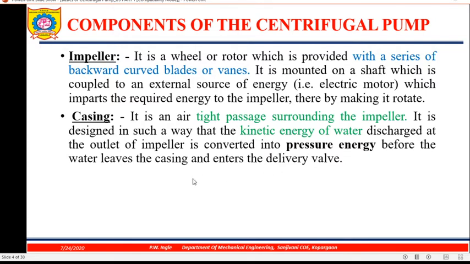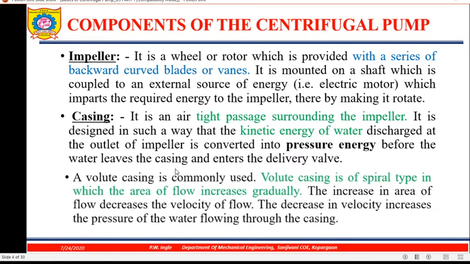So the impeller, what it does, at the eye of impeller, the water will be sucked. Because of rotation of rotor, the suction pressure is created, so it will suck the water at the eye of impeller, and because of the arrangement of blades on the impeller, the water will flow through the space provided by the blades, and water will have kinetic energy at the end of impeller. This kinetic energy will be converted into pressure energy in the casing. So this is the use of casing.